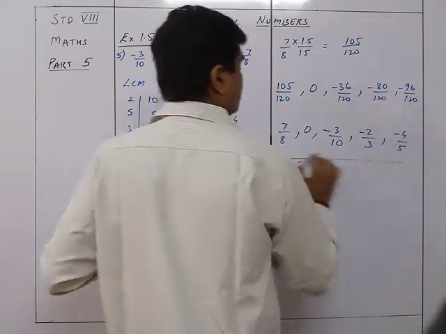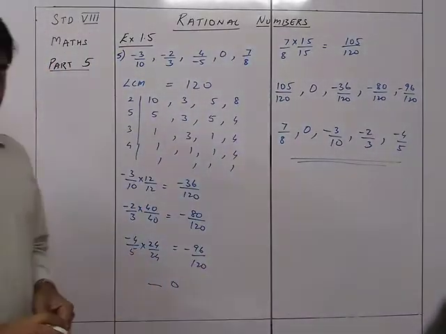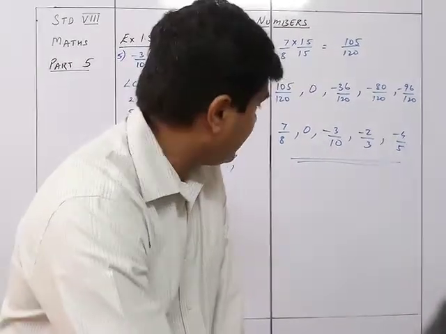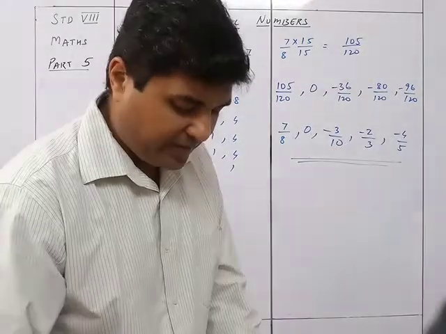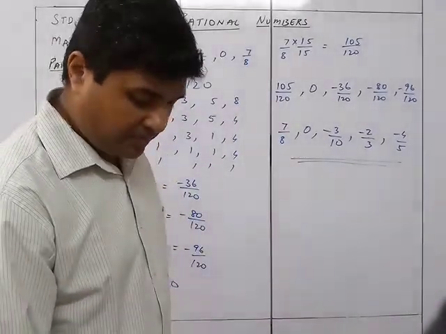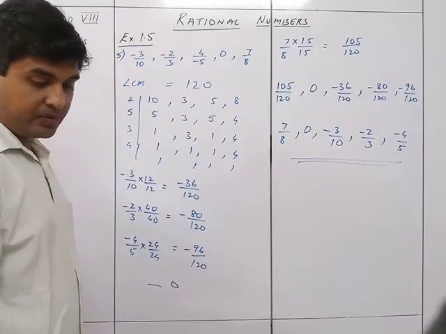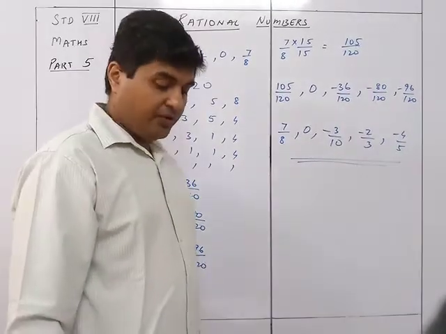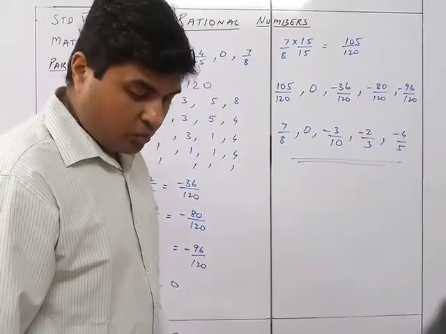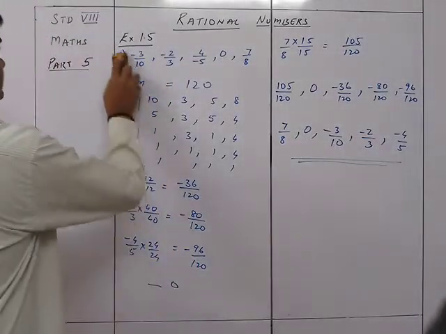This is the answer for the descending order, sorry. It is descending order because it is going from bigger to smaller. So 7 upon 8, 0, minus 3 upon 10, minus 2 upon 3 and minus 4 upon 5. So that was question number 5. We now move on to question number 6.